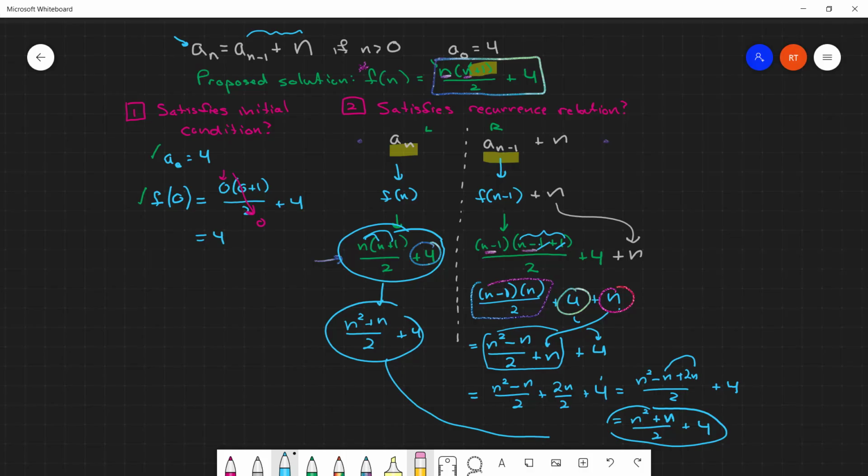And that is another example of proving that a proposed solution really is a solution to a recurrence relation.